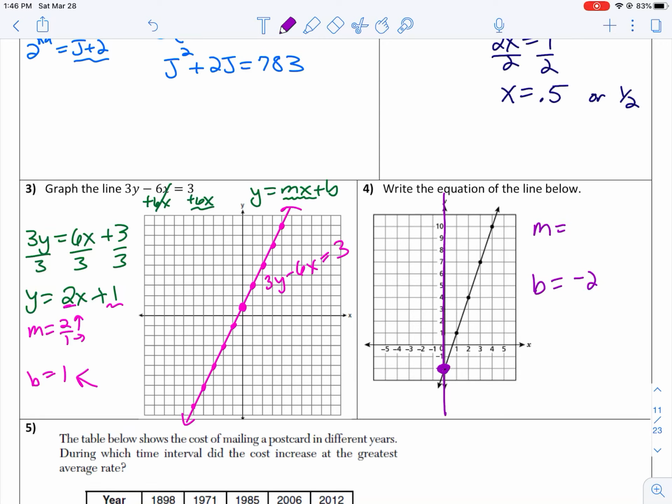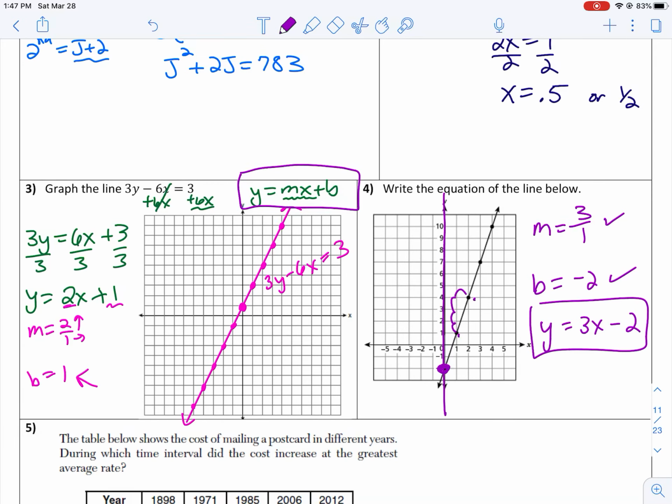It already has our dots. So from this dot to this dot, I would count up 1, 2, 3, and over 1. So my slope is 3 over 1. Just like in number 3, remember we're trying to get it to look like y equals mx plus b. So now I know my m, now I know my b. Y equals 3x minus 2. And there's our equation of the line.